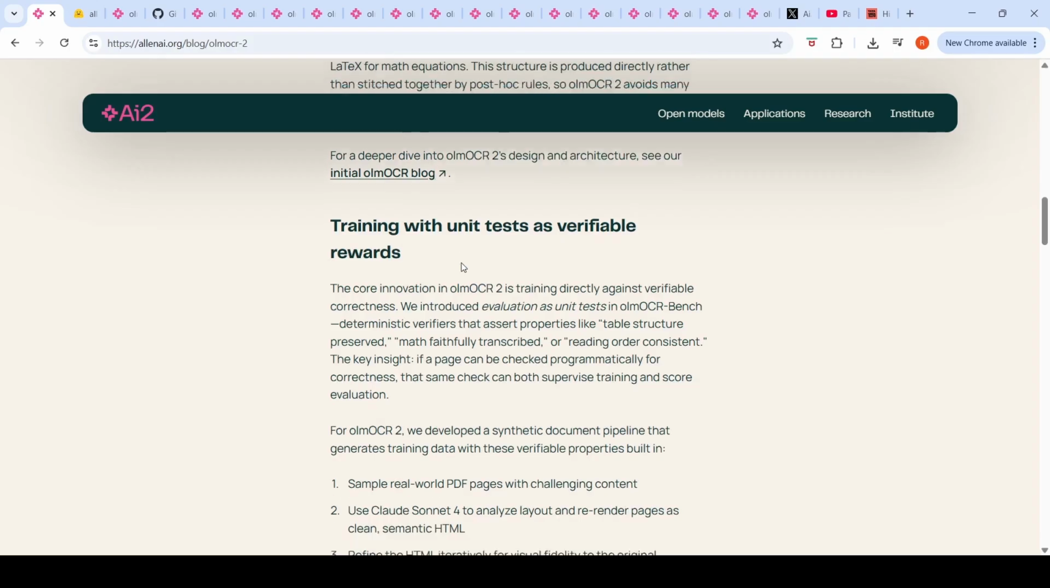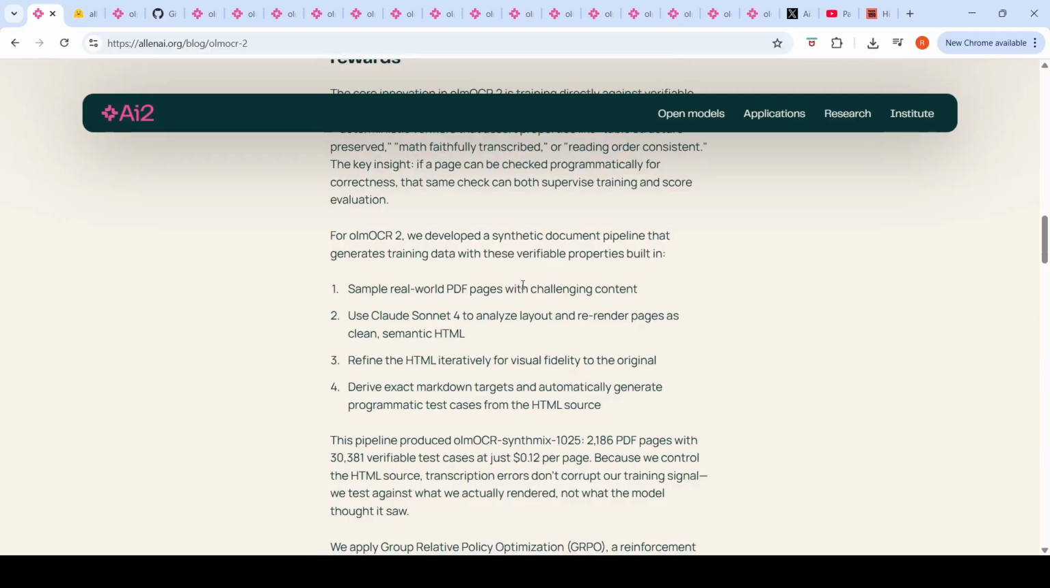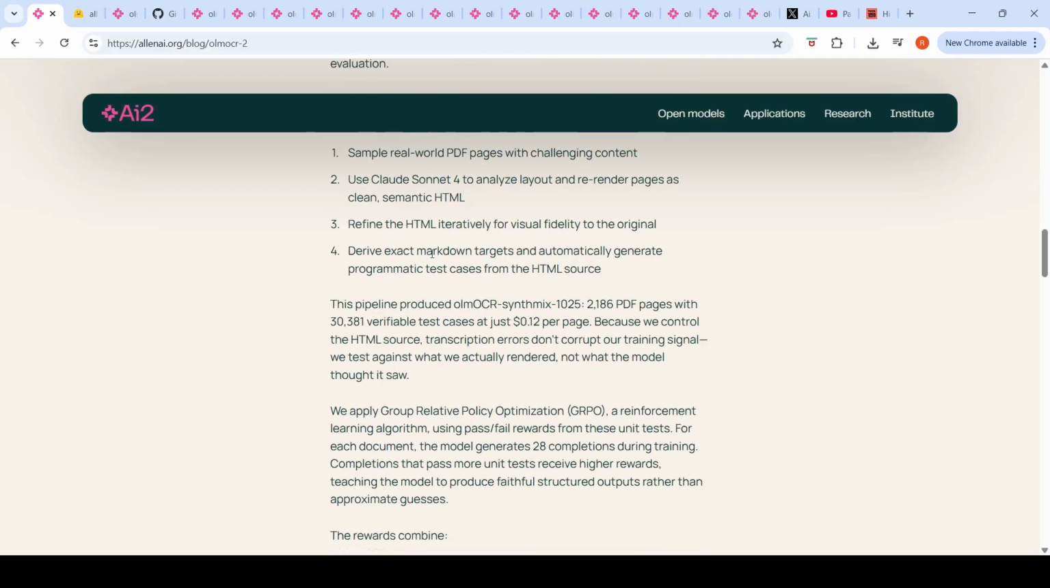Okay. So what they have done is that they trained this olmOCR 2 directly against verifiable correctness. So they introduced evaluation as unit tests in olmOCR-Bench, deterministic test verifiers that assert properties like table structure preserved, maths faithfully transcribed. So basically what they did was, they created something like this: sample real-world pages with challenging content, use Claude Sonnet to analyze layout and re-render pages as clean semantic HTML pages, refine the HTML iteratively for visual fidelity, derive exact markdown targets, and automatically generate programmatic test cases from the HTML source.